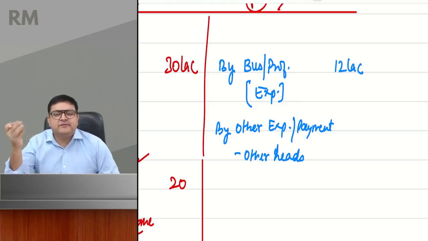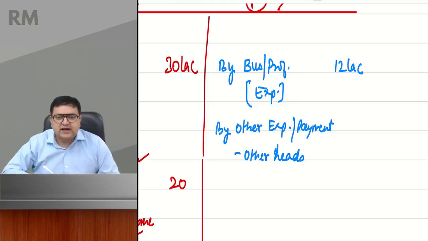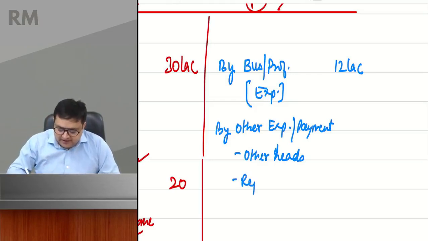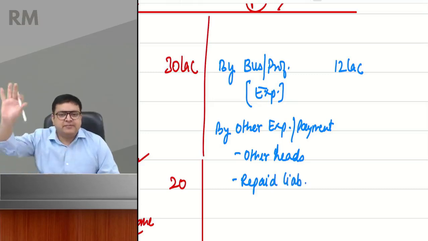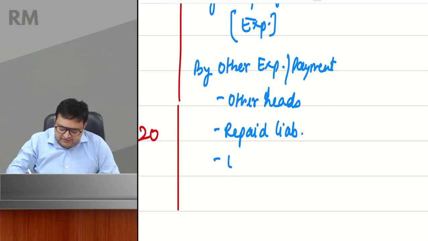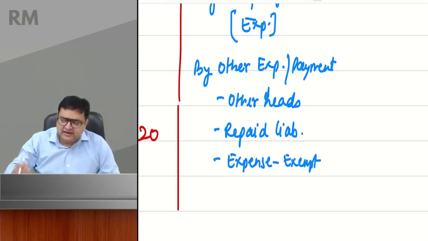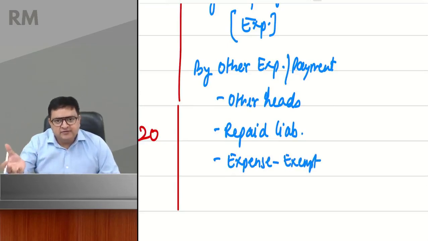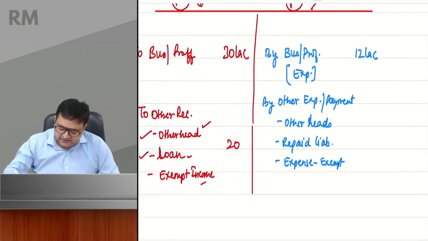Let's say you have paid municipal taxes of house, but that is for house property, right? So you have written that. Or you have repaid some liability. You have made the repayment of the loan. Or any expense which is related to your exempt source. Let's say there is an agriculture income and you are doing agriculture expenses also. And let's say this all amounts to rupees 7 lakh.